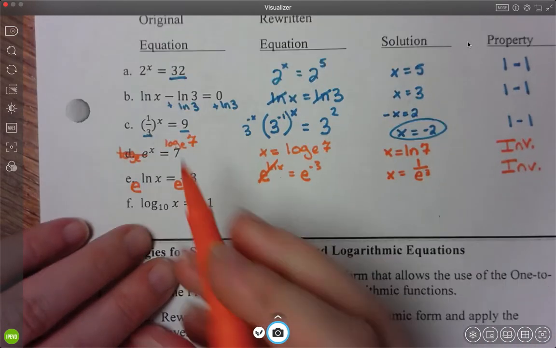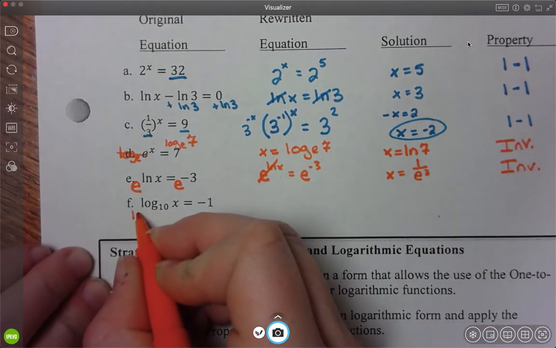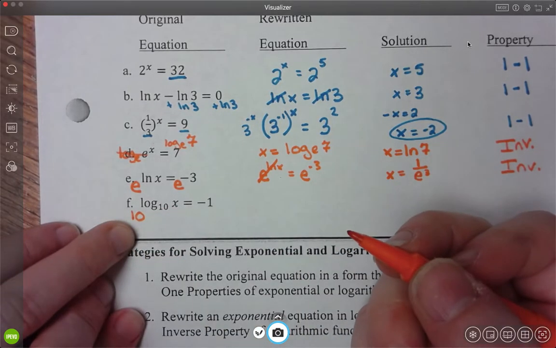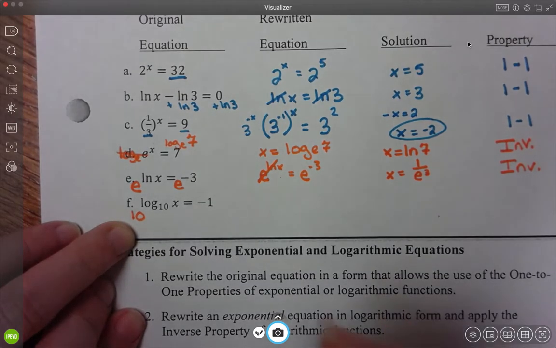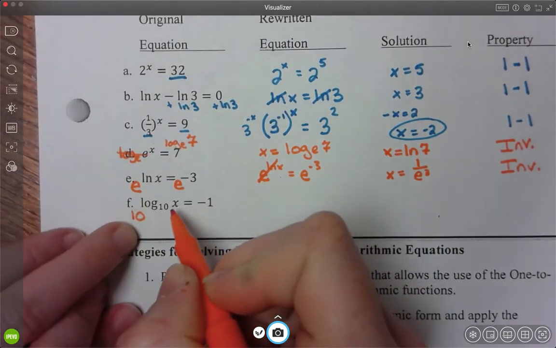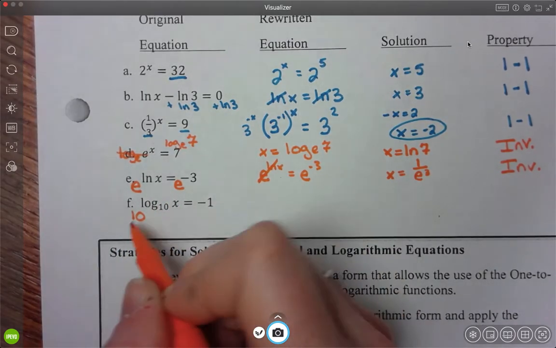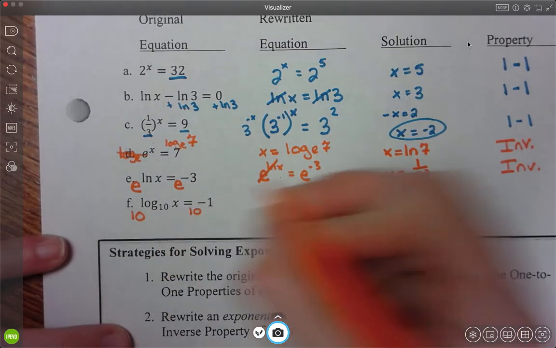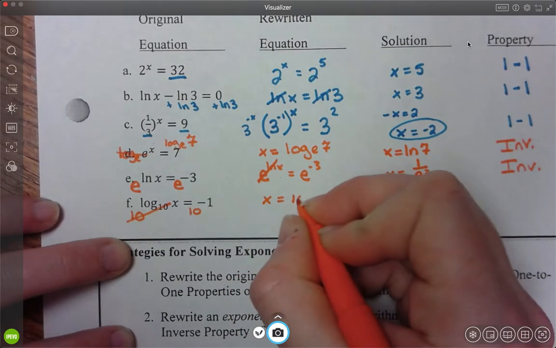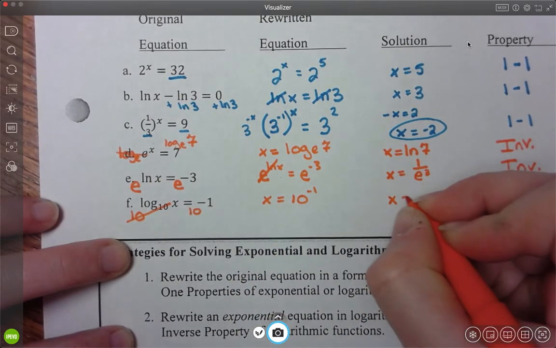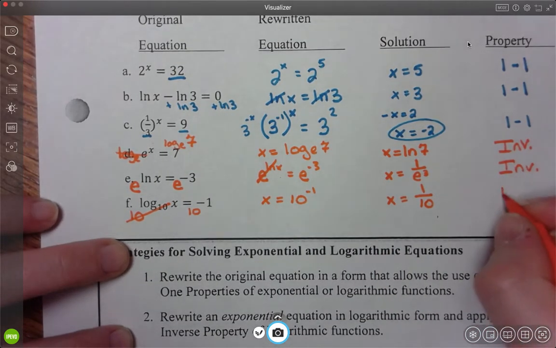Last one, I have log base 10 of x, and I want to try to get rid of that log base 10, so I'm going to raise it to a power of 10, because that's the base. The opposite of log base 10 would be 10 to some power. The opposite of ln would be e. So this will cancel out, and I will have x equals 10 to the negative first power, or x equals 1 over 10 to the positive first power. Is that what that will look like? And again, that was an inverse function.